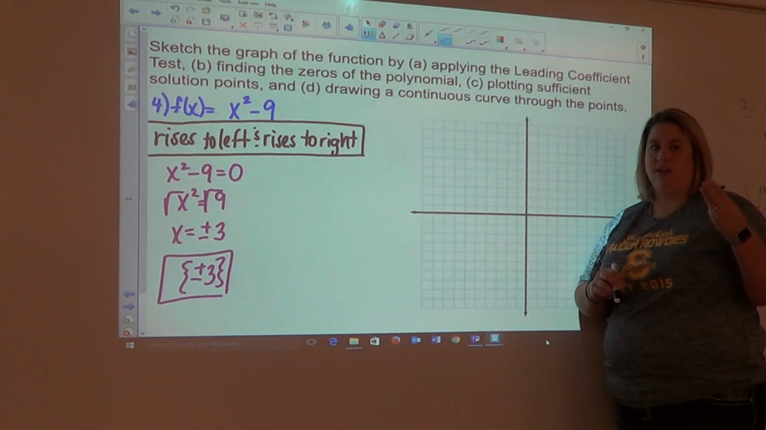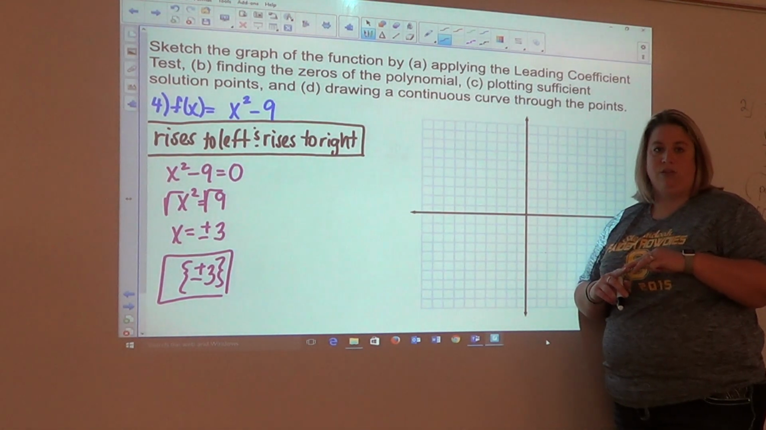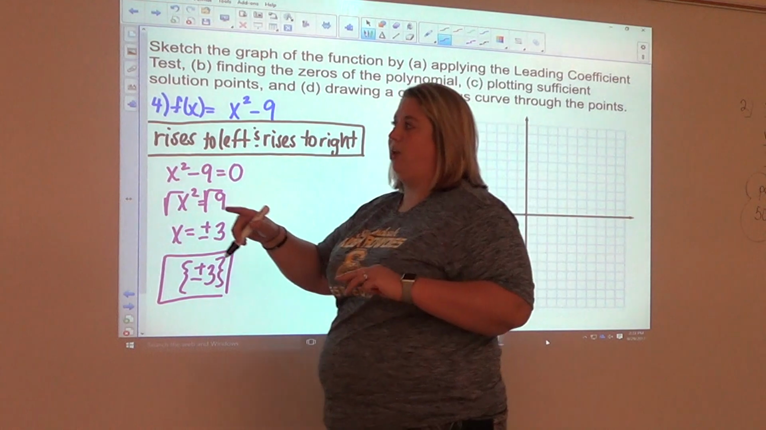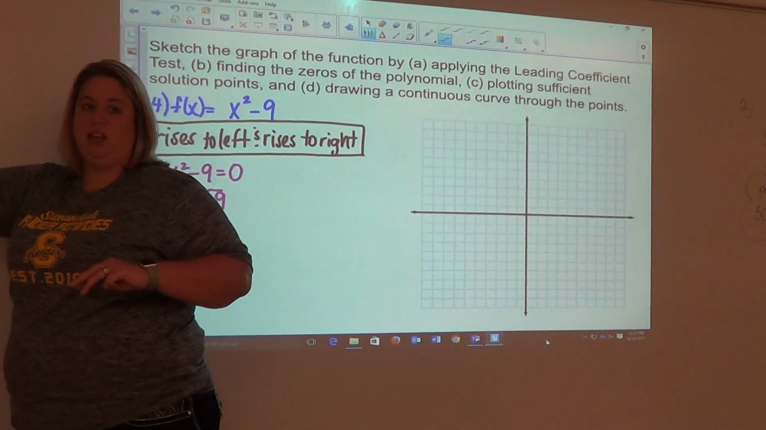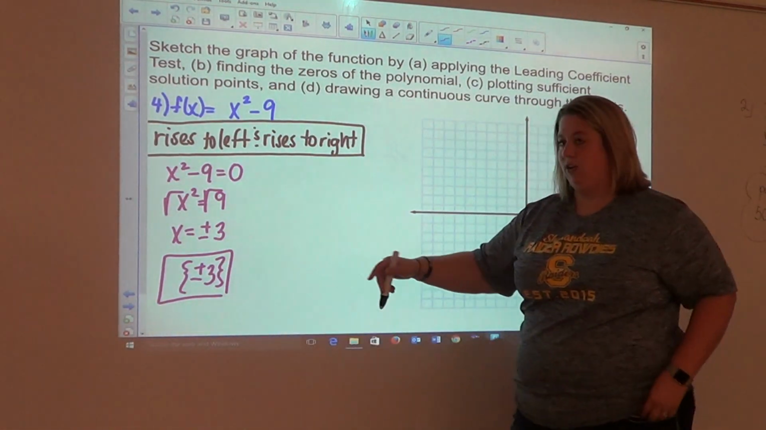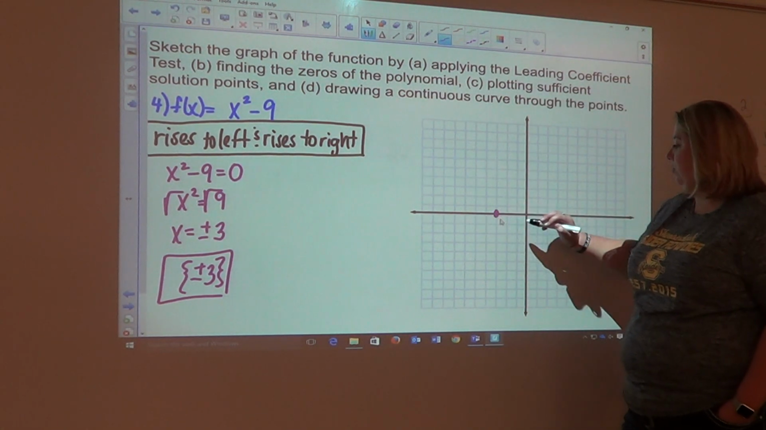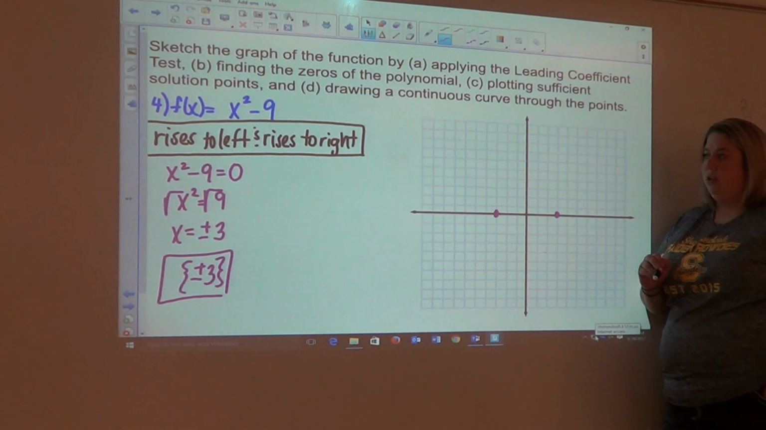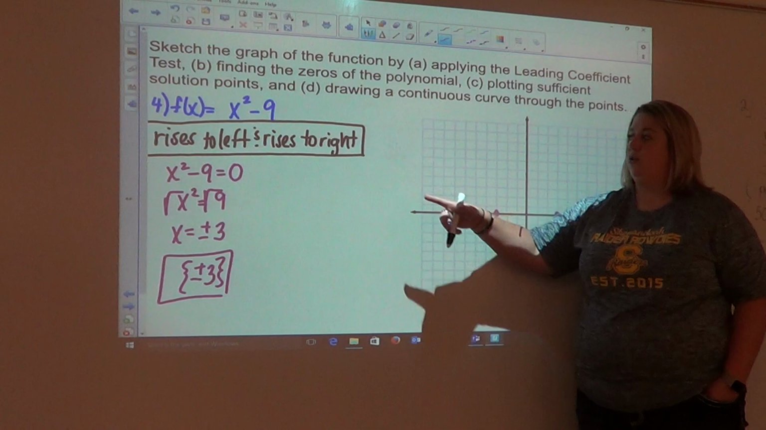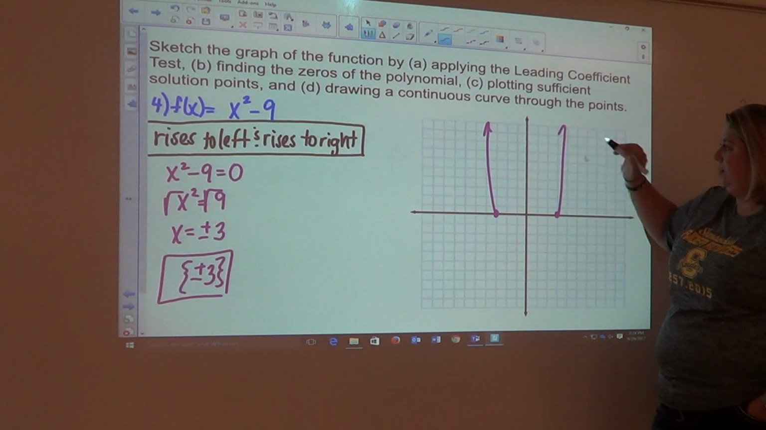Okay, that's part 2. So we found the right and left-hand behavior, and found the zeros. Part 3 is graphing. If you do not have zeros, you do not have to graph. That's not true on the homework from yesterday. If you didn't have x-intercepts on the homework from yesterday, you still need to graph it. But for this, if there are no zeros, you don't need to graph. This one has zeros, so the first thing you're going to do is plot those. So I have negative 3 and I have 3. What's happening on the right and left hand side? It's rising on both, so we know this is going up and this is going up.